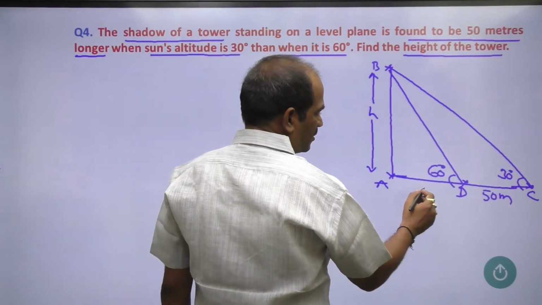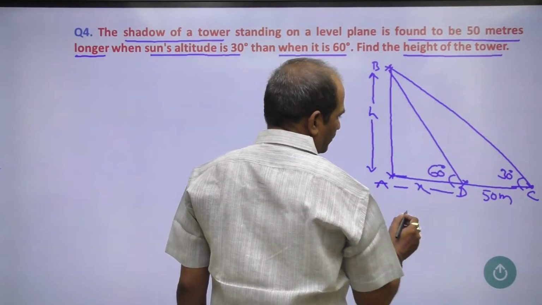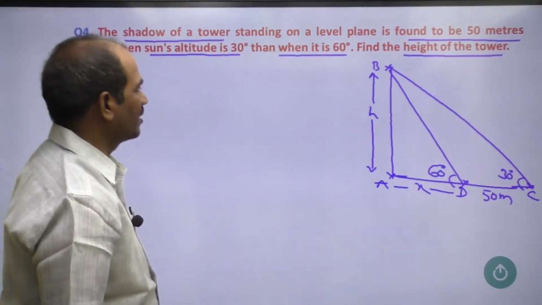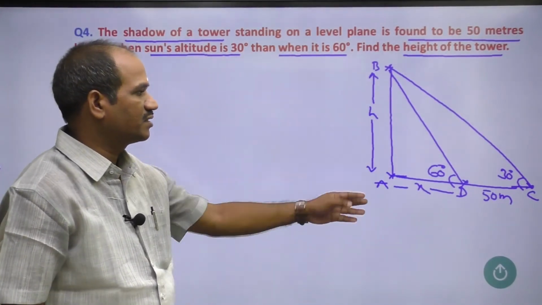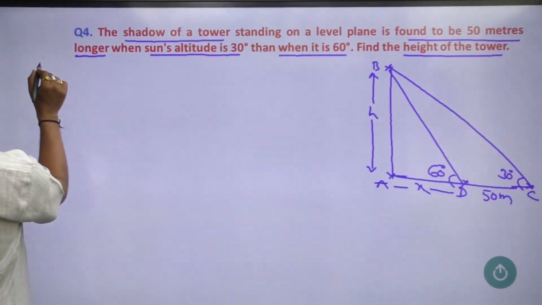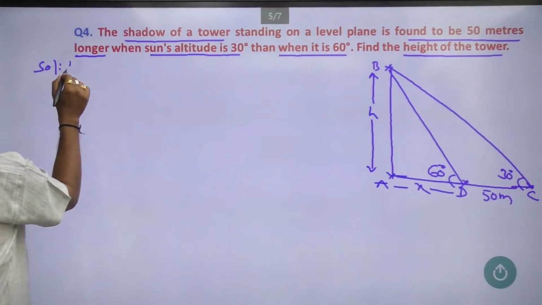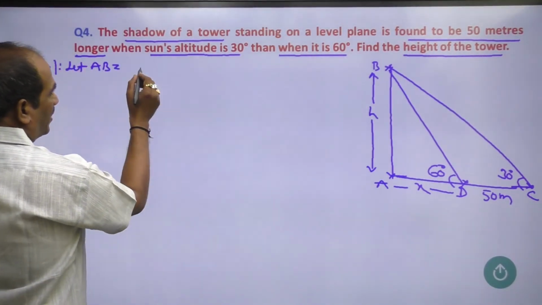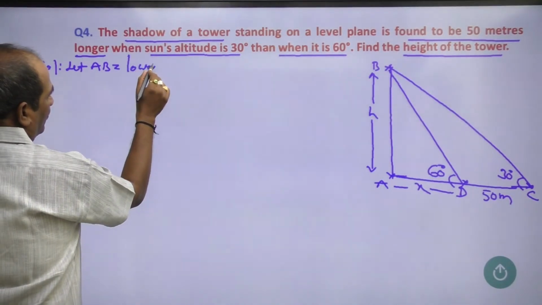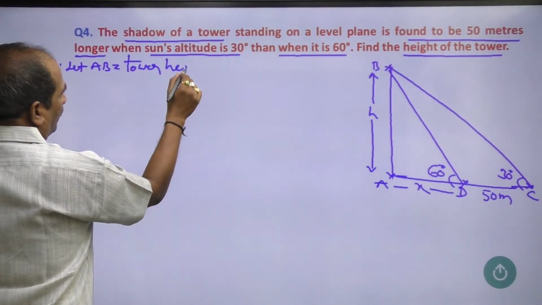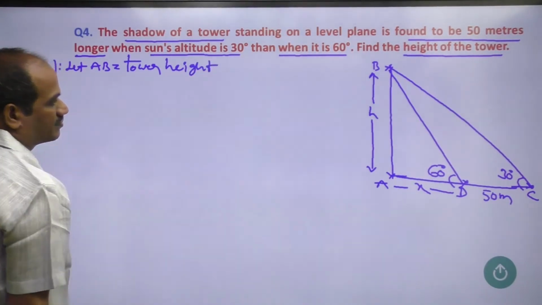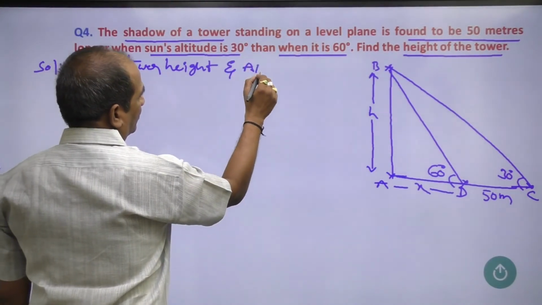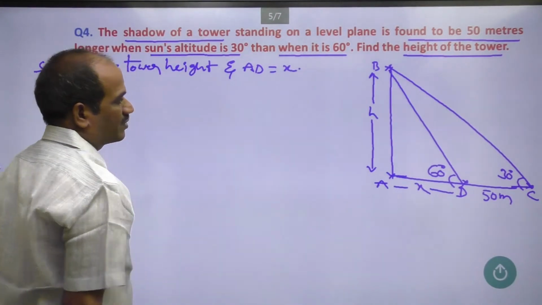See here, in this distance, AD is equal to x meters. Here we calculate this height, the height of the tower. In this solution, let AB be the height of the tower, and AD is equal to x.